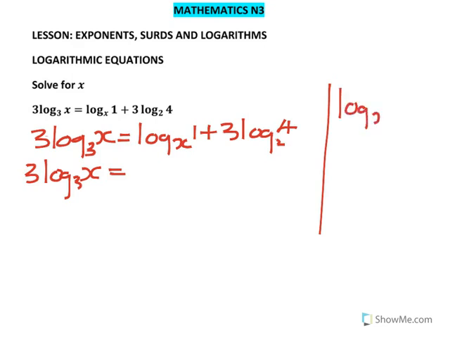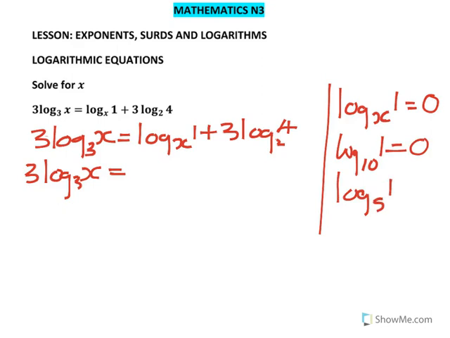Remember, log base of 1, any number with a base of 1, it is equal to 0. For example, if I say log base of 10 of 1, you get a 0. Log base of 5 of 1, you get a 0. So any number, any base to log 1, it's 0. So here you are going to have 0 plus 3 log base 2. Now look at 4. 4 is 2 to the power of 2.